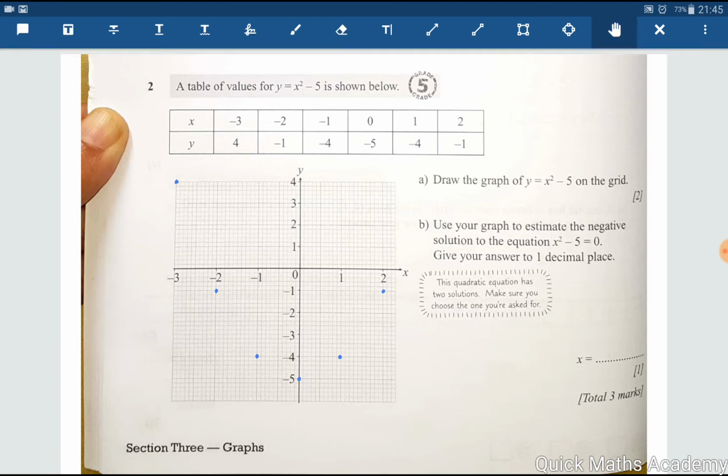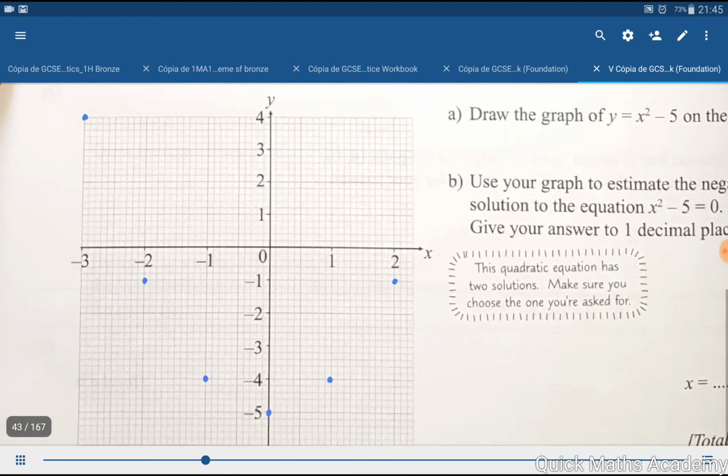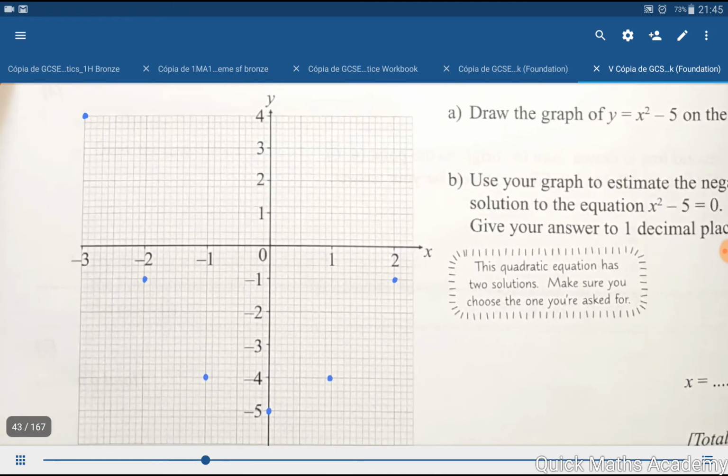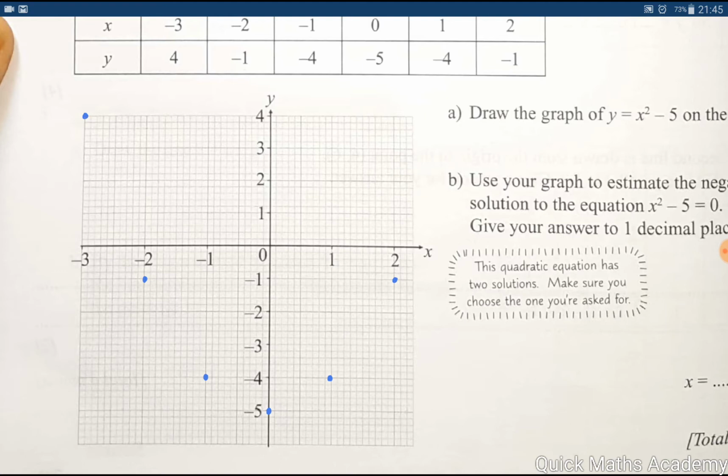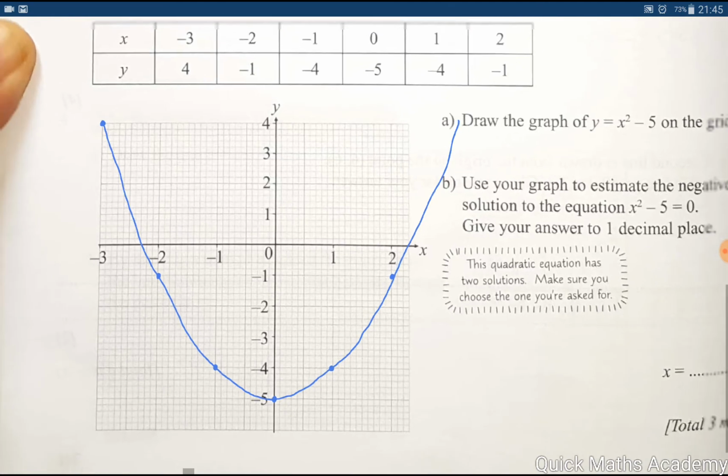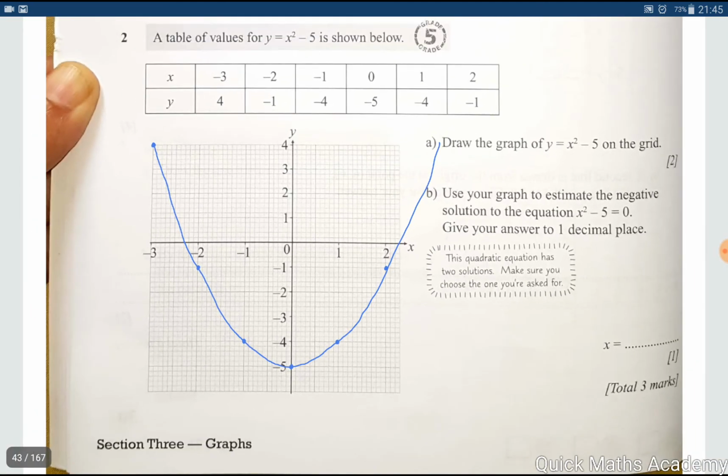Alright, so I have my dots. I will try my best to draw a good curve. Let's see. A parabola is always symmetric, alright? It's always symmetric. Okay. Looks good enough. If you do an answer like this, you'll be on full marks.